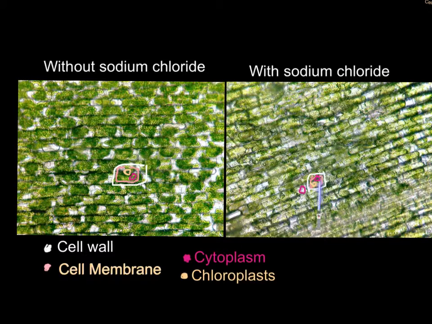So next is the cell wall, which you can see in white. And this is a much thicker and more rigid wall than the cell membrane. It's formed from a resistant material called cellulose. And it protects all the organelles inside of the cell, and it provides support for the cell.